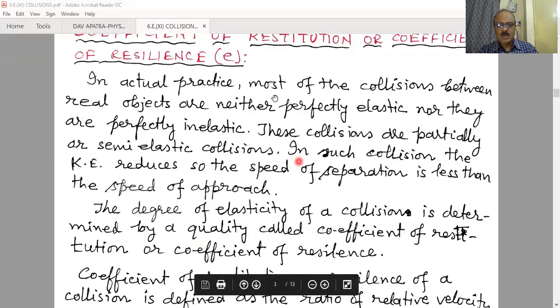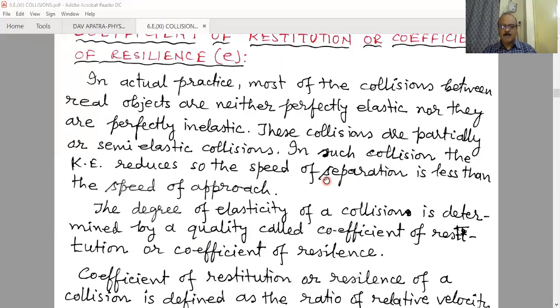That means in our daily life, collisions are not perfectly elastic, but they are somewhat nearer to elastic collision or much less than elastic collision, that is, how much percentage the collision is elastic, 70% elastic collision or 80% elastic collision, etc. The degree of the elastic collision can be denoted by a quantity, and that quantity is known as the coefficient of restitution or resilience.